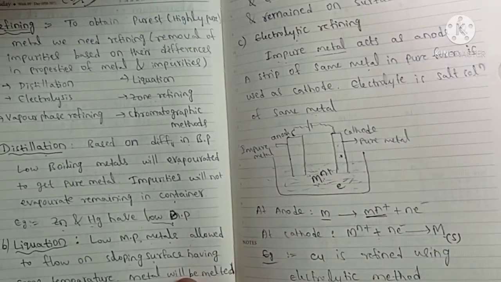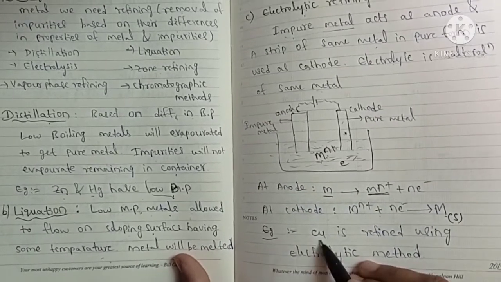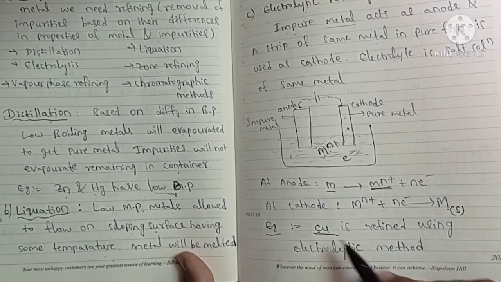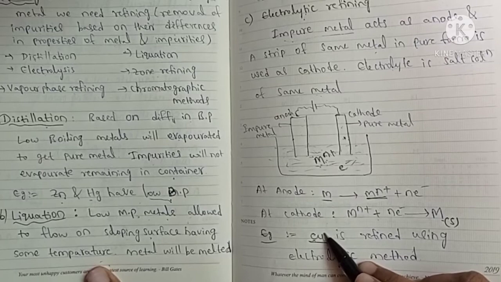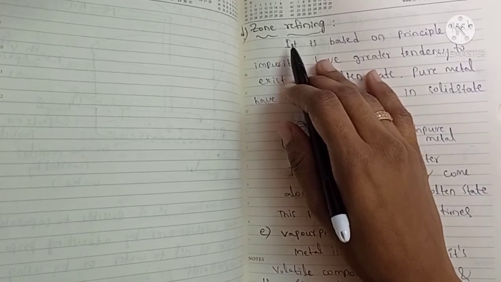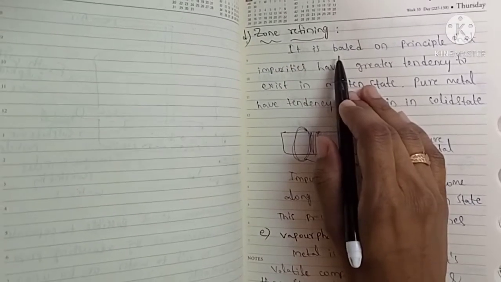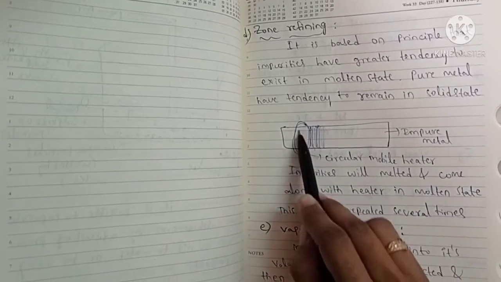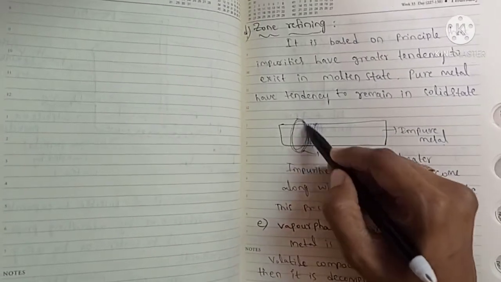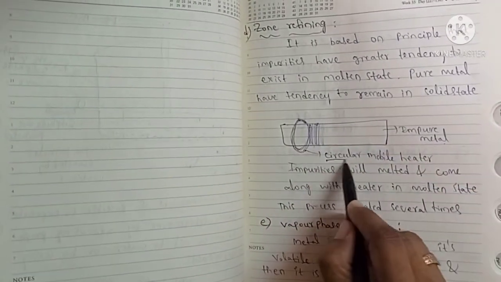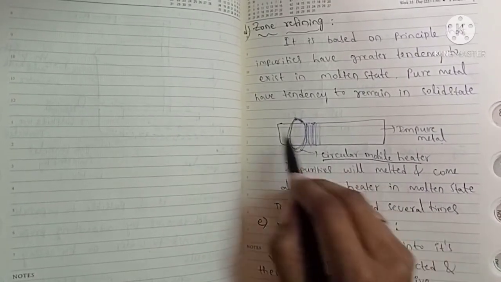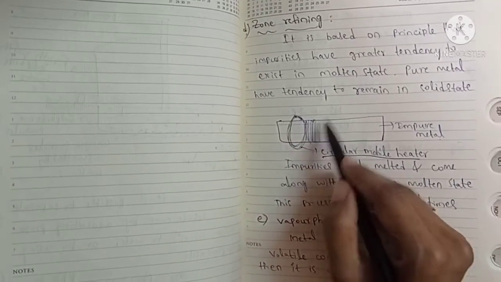So this is electrolytic refining, and an example is copper, which is purified by the electrolytic method. The next process is zone refining. In zone refining, this rod is impure metal, metal with impurities. We will use one circular heater, a circular mobile heater, and we will pass it along the metal rod with impurities.